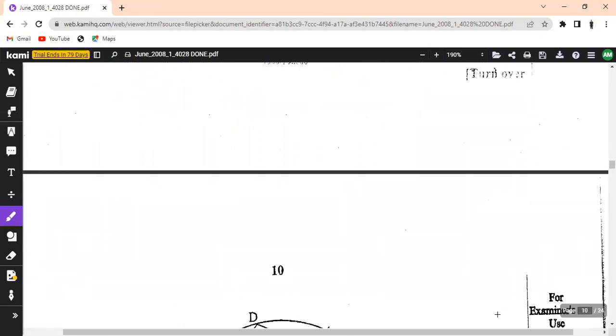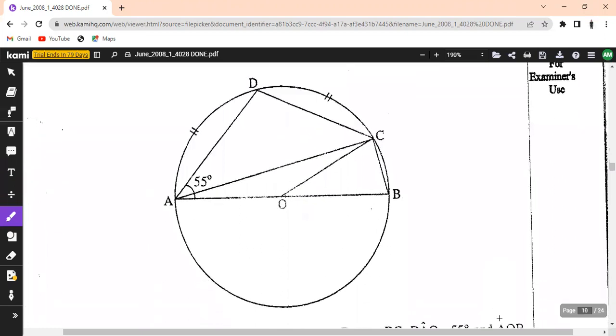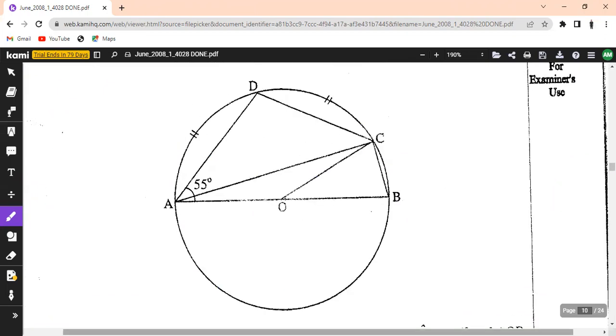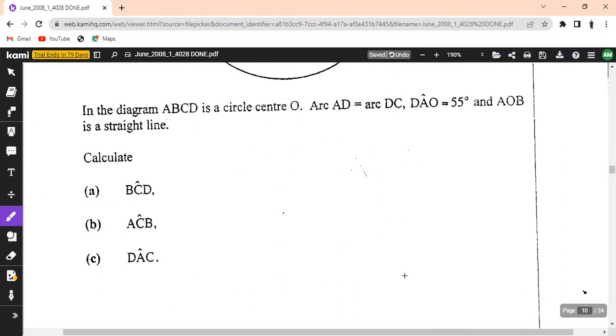All right, but that was the part again, guys, that we got here. In the diagram, A, B, C, D is a circle, center O. So we are given a circle, center O. So definitely when there's a circle, it means AB is a diameter. And we know that a diameter subtends an angle of 90 degrees at the circumference of the circle. And from O to C, from O to B, from O to A, these are radii. They are the same. They're equal. Okay, so that's it. Let's rush to the questions.